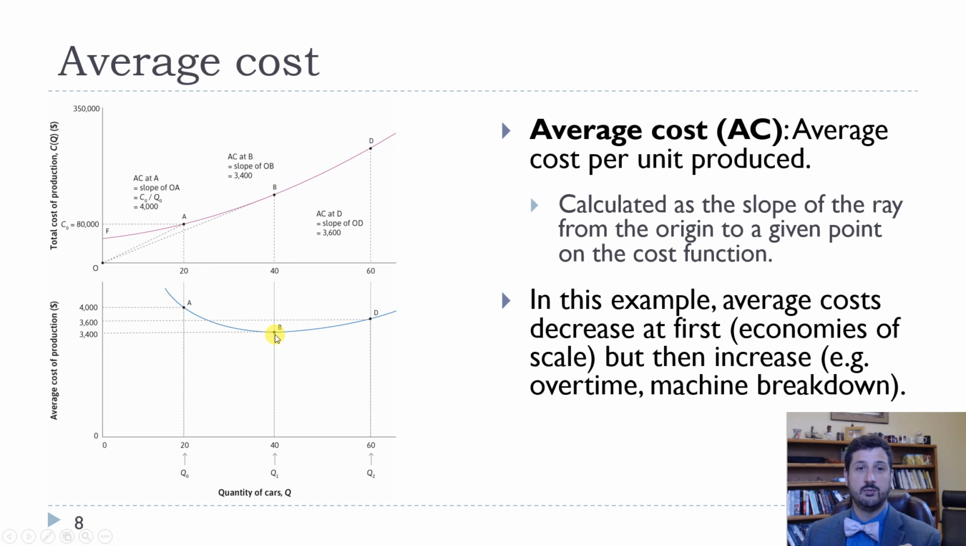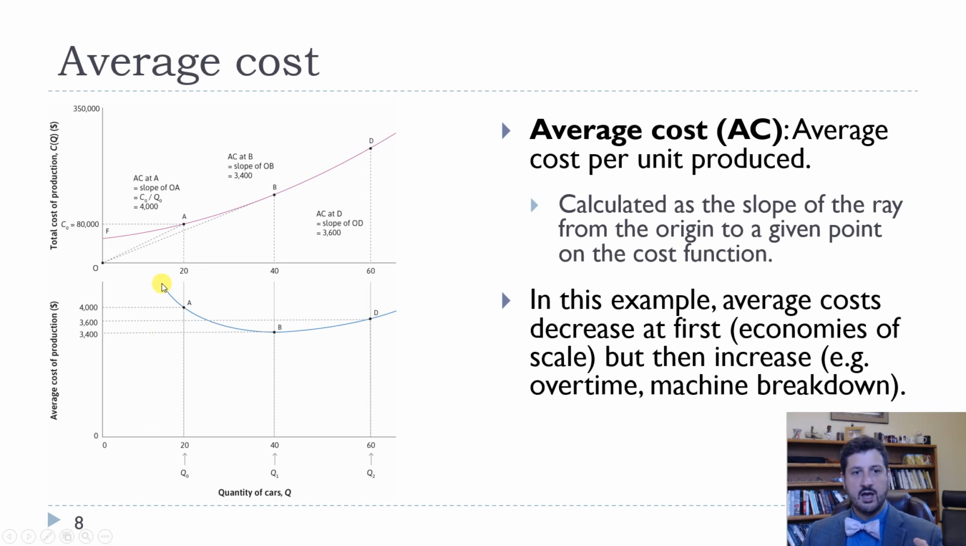And there will often be a minimum average cost. And then at point D, for example, we're producing 60, and our average cost now is 3,600. So this is going to be really important for firms because what they care about is the difference between, if they're selling each of their units at the same price, which is generally assumed, then the average cost that they're producing at is going to be very important in terms of determining their profits.